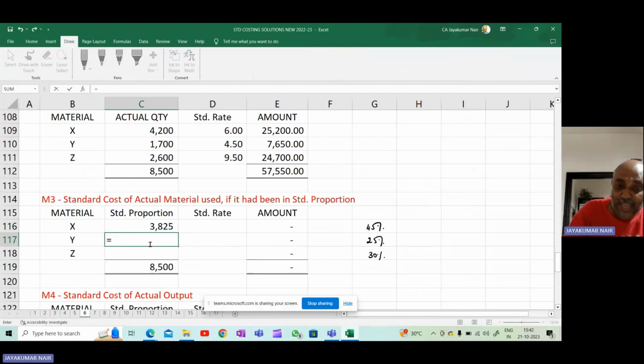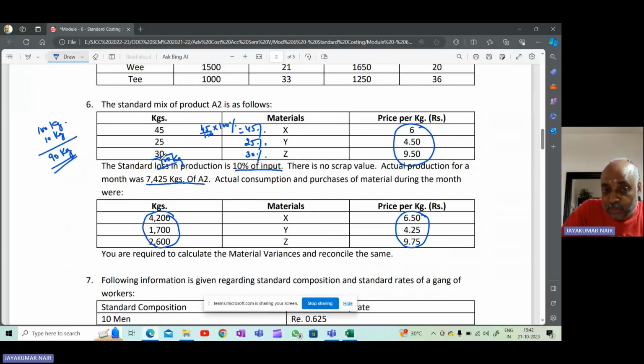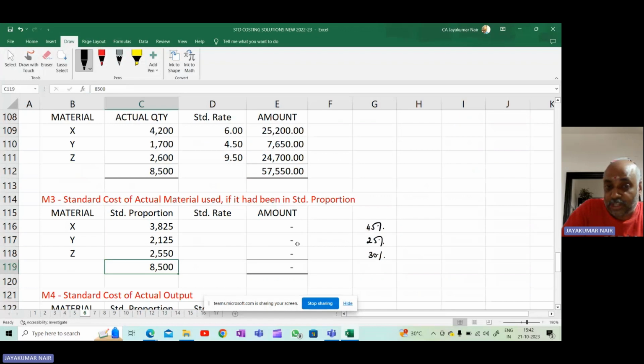And what about Y? It is 8,500 into 25%. And then the last one, 8,500 into 30%. So if you add it up, you get 8,500. Had you followed the standard mix, what is specified in the question? So if your input is 100 kg, 45% should have been of X, 25% should be Y, and 30% should be Z. So had you maintained that, then what is the rate?